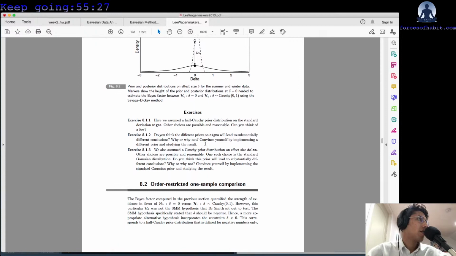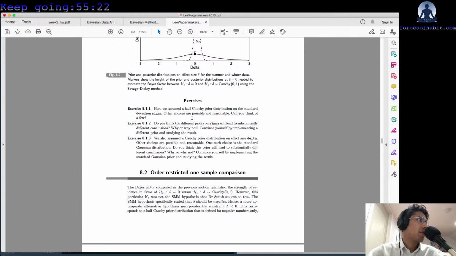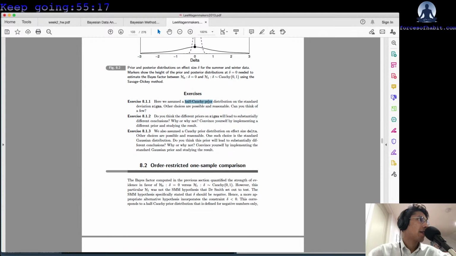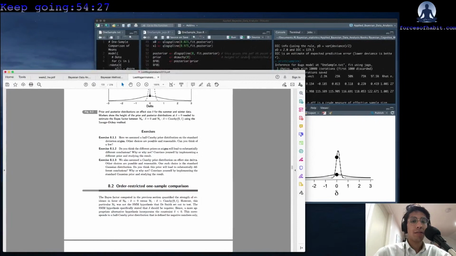Here we assume the half Cauchy prior distribution on the standard deviation sigma. Other choices are possible and reasonable. Could you think of a few? Instead of a half Cauchy distribution, sure. Thinking back to the chapter, I'm thinking of my table in my head. So there are other distributions we could have used. Student T? A T distribution? Normal distribution? T distribution? These all seem fair.